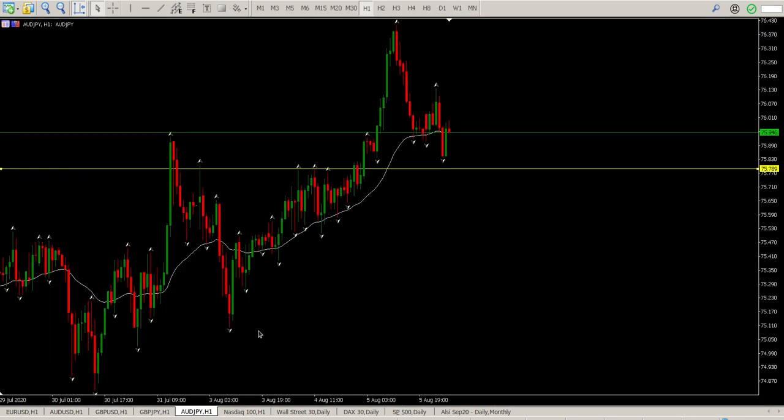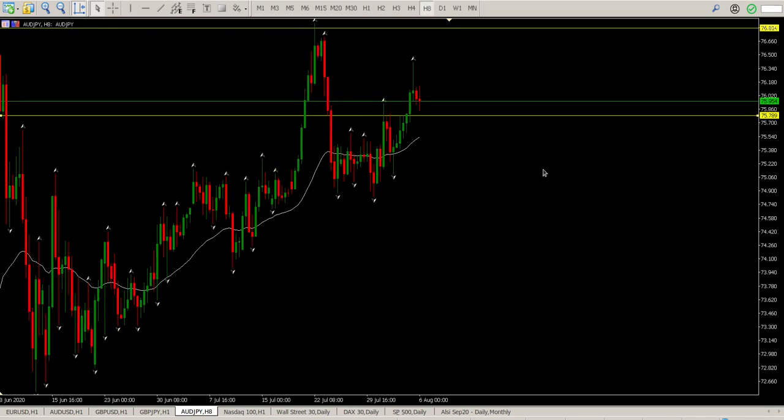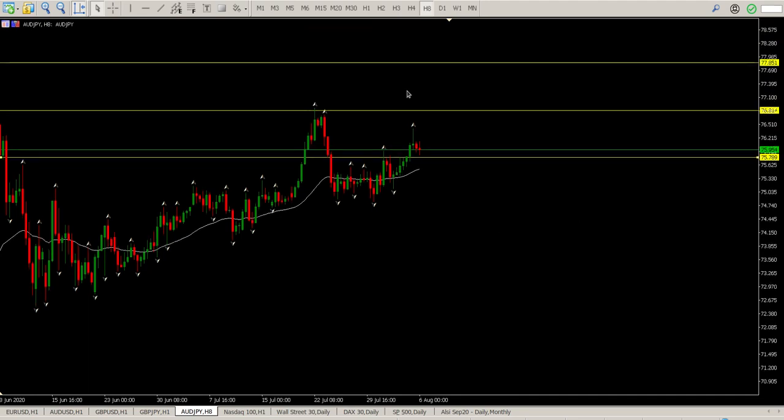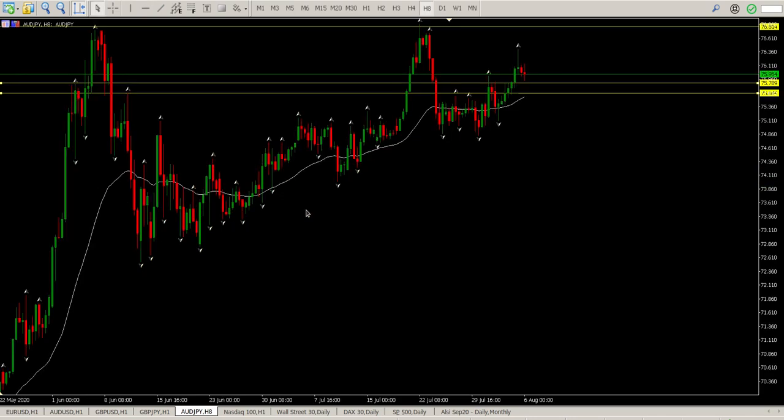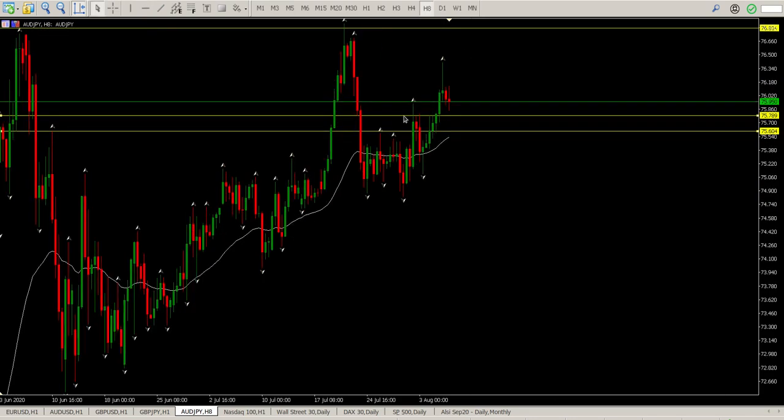Last pair that I'm looking at is Aussie dollar, Japanese yen. And we have some pretty big levels. I'm waiting for this pullback here onto structure. There's actually another one there. So that's kind of the area that we're looking for this pullback into, which is 75.789, or alternatively 75.604.